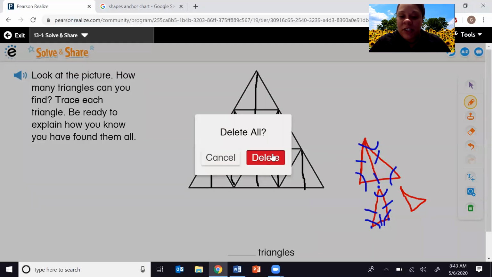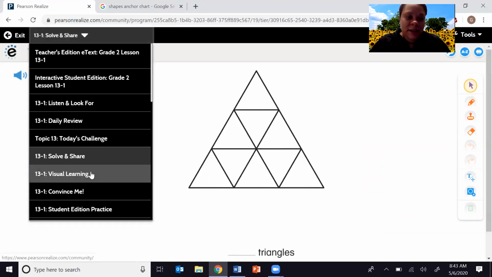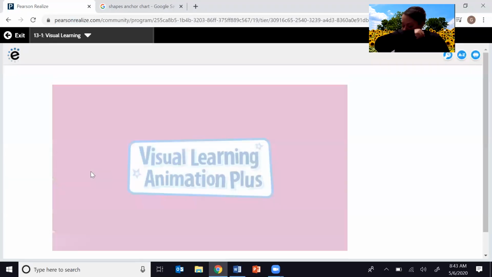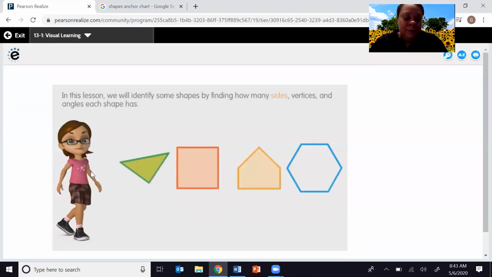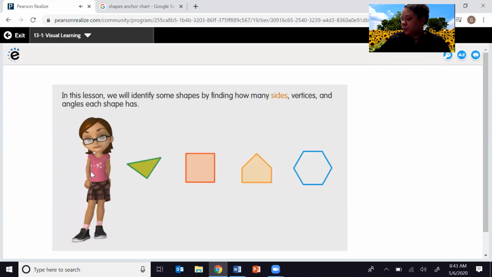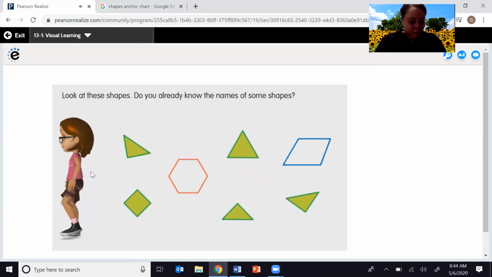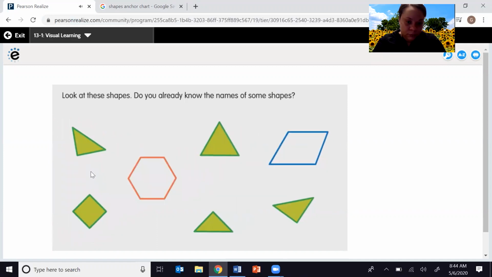But let's talk about 2D shapes today. It's really easy. In this lesson, we will identify some shapes by finding how many sides, vertices, and angles each shape has. Do you already know the names of some shapes?